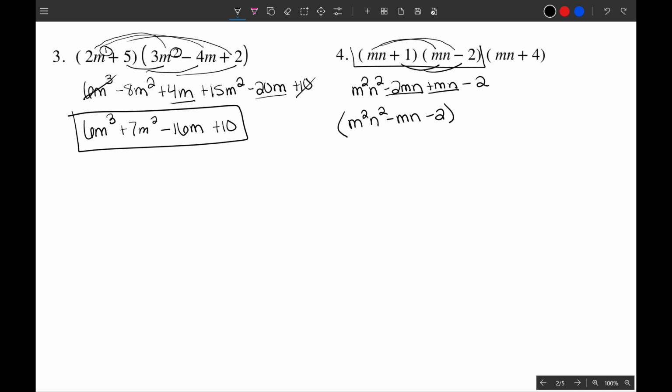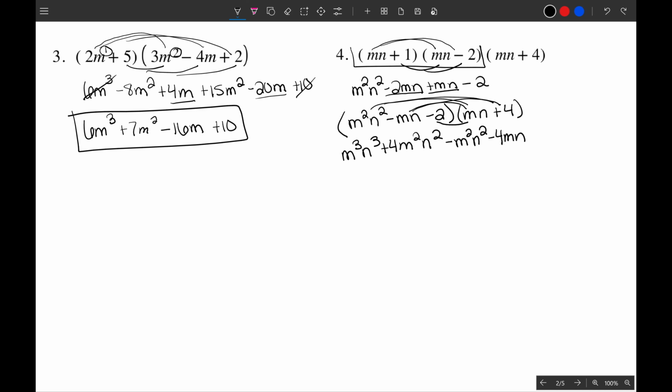And now that I've multiplied those first two together, I'm going to take that times the mn plus 4. So m squared, n squared times mn is m to the third, n to the third. Then I have m squared, n squared times 4 is 4m squared, n squared. Negative mn times positive mn is negative m squared, n squared. And negative mn times 4 is negative 4mn.